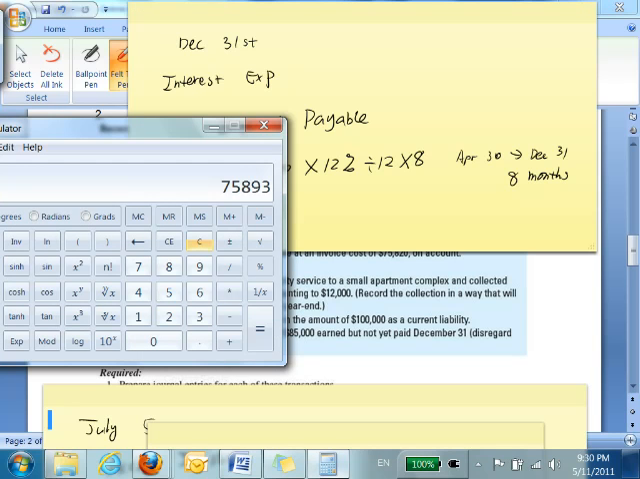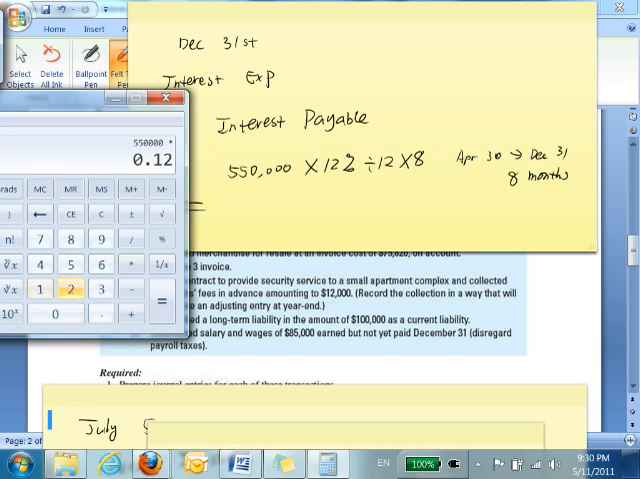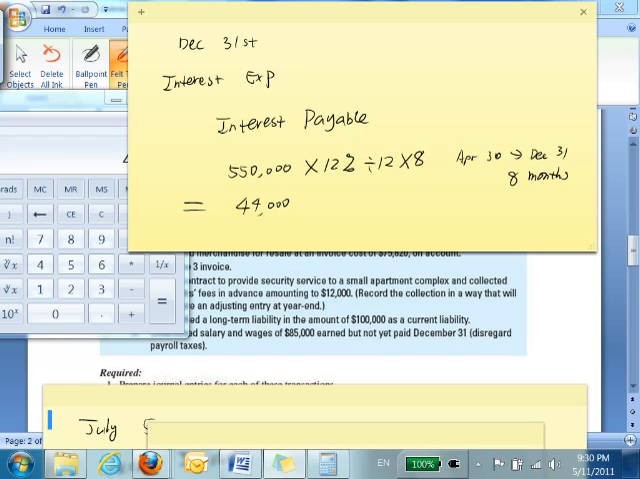550,000 times 12% divided by 12 times 8 equals 44,000. So interest expense increased by 44,000, and interest payable would increase by 44,000. Okay, this is one.